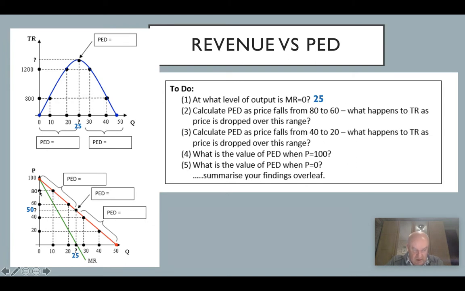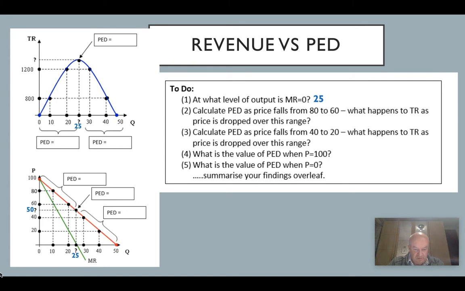So we've got a price falling from 80 to 60. We can see on our chart down here the original price of 80 going down to 60, so we should be able to calculate the percentage change in price. Then we have to look at what has happened to total revenue as the price has dropped over this range. Clearly, as the price has fallen, the amount that's been sold has increased. It's a relatively straightforward instance in this case, where we've actually got a value of 10.